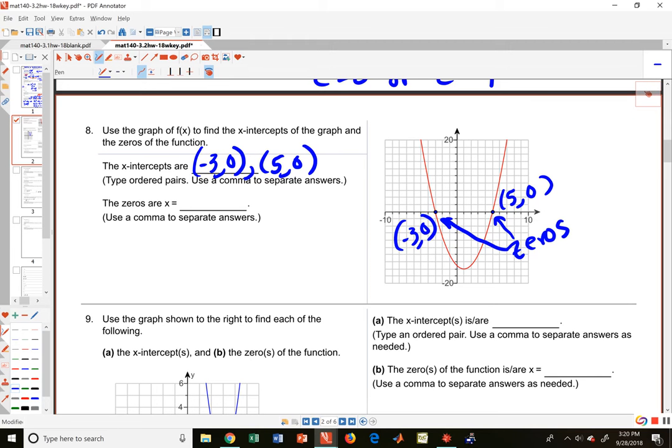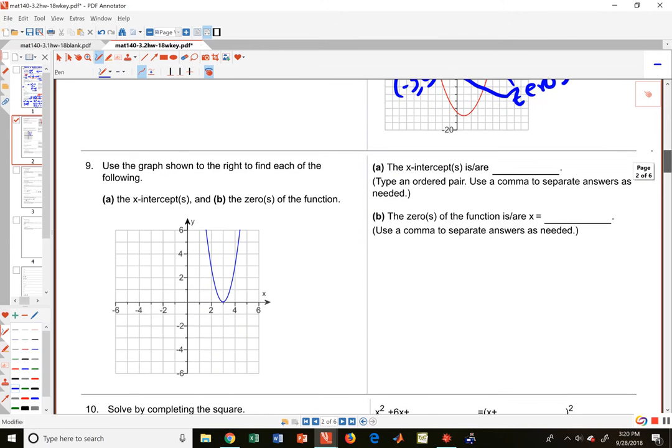They're actually points on the graph. But the zeros are actually just the x-coordinates, negative 3, comma 5. Those are what we call the zeros.